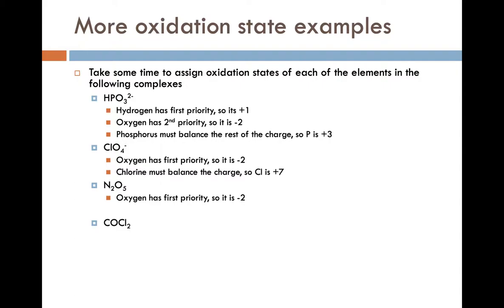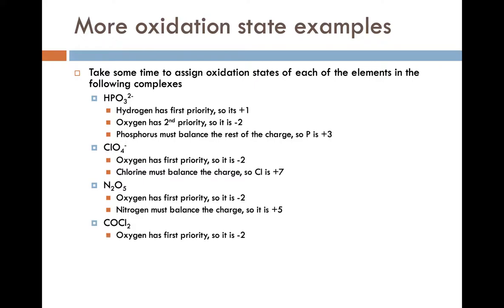All right, if we look at N2O5, going through the same motions, oxygen is the highest priority and prefers to be -2. We have 5 of them, so it's -10. That means each nitrogen is going to be +5 to balance that total charge. 2 times +5, the +5 oxidation states on nitrogen, will cancel the -10 charge from those 5 oxides.